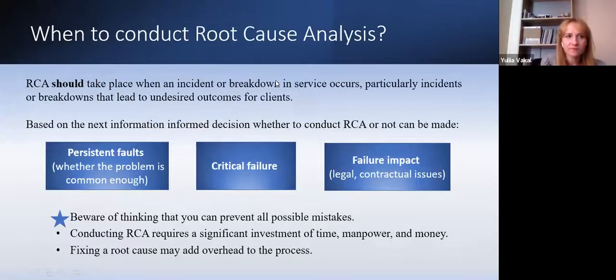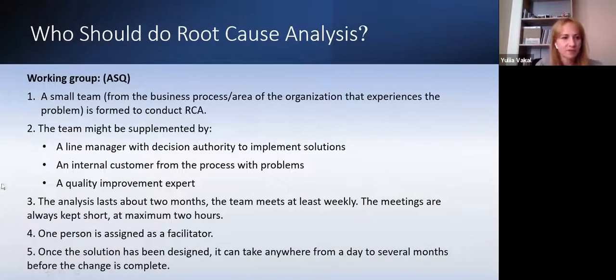Okay. So when to conduct root cause analysis? We said that it should take place when an incident or breakdown in service occurs, particularly a breakdown that could lead to undesired outcomes for clients. As I mentioned a few times, you could do it for any event, but you should be aware there are some limitations.